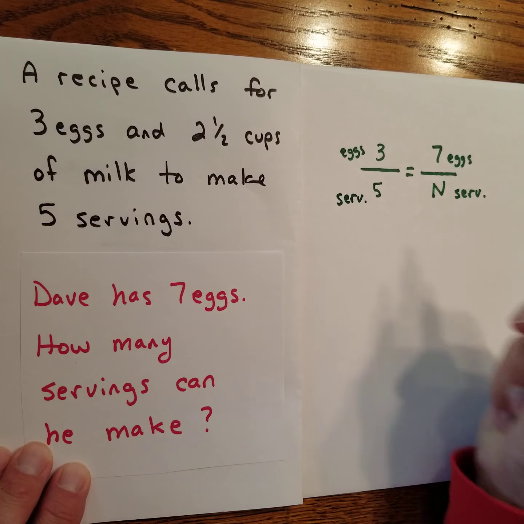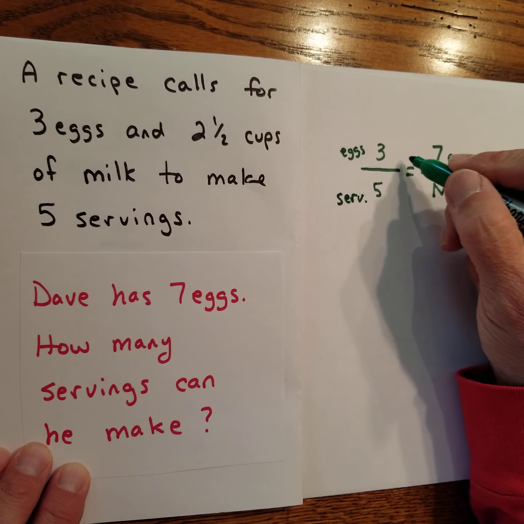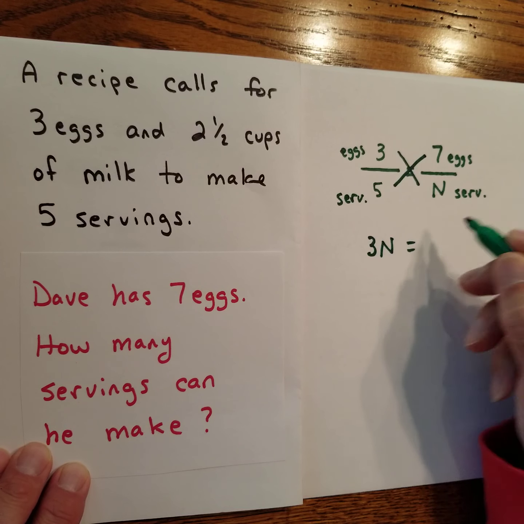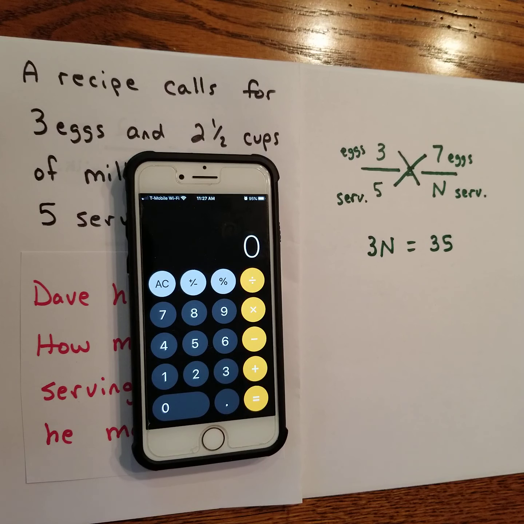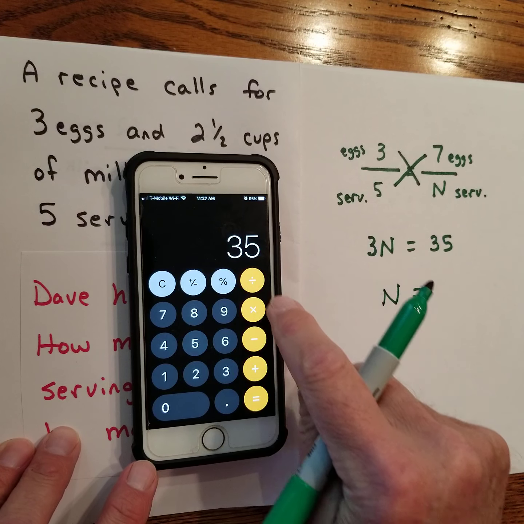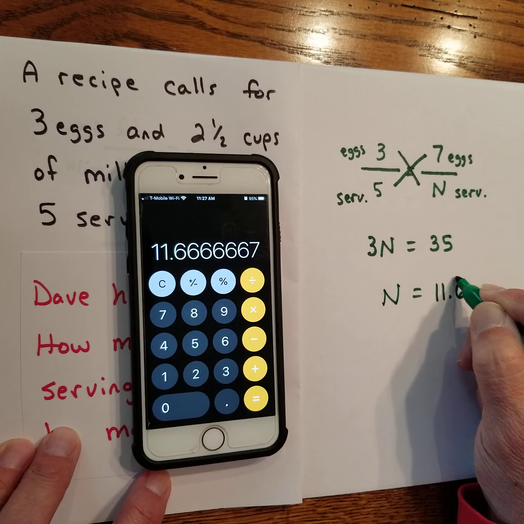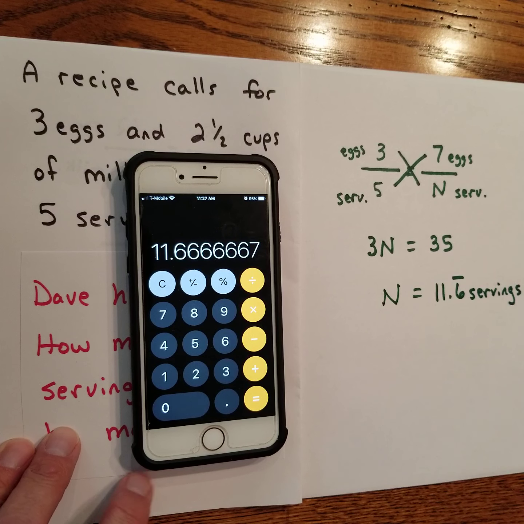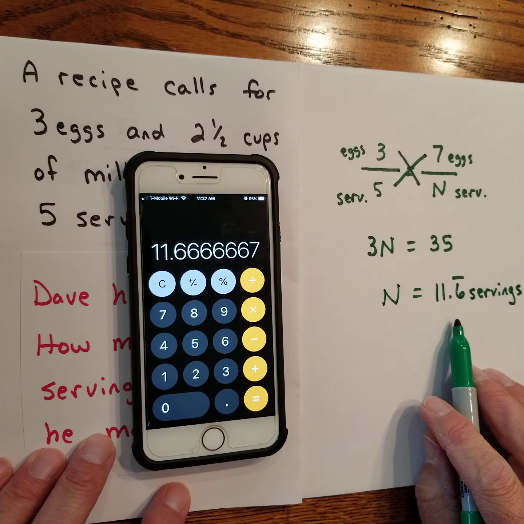Now notice how I have everything lined up. My eggs in the top, my servings in the bottom. Let's cross multiply. 3 times n and 5 times 7. And then we'll divide. 35 divided by 3 on my calculator is 11.6 repeating. Question was, how many servings can I make? If I have 7 eggs, I can make 11.6 servings repeating.